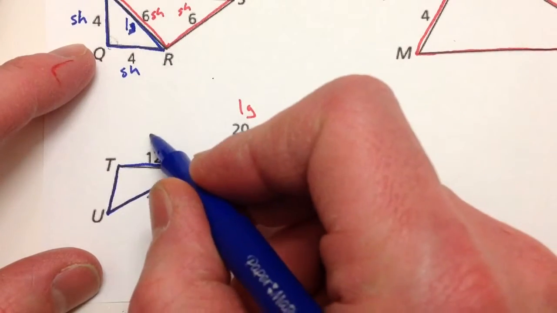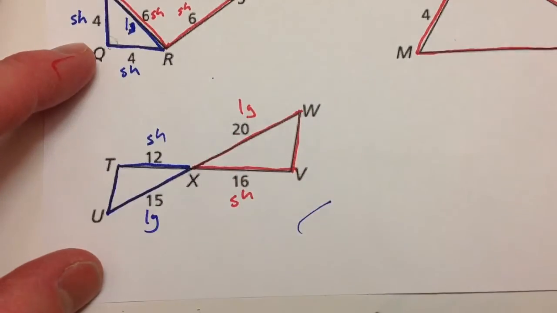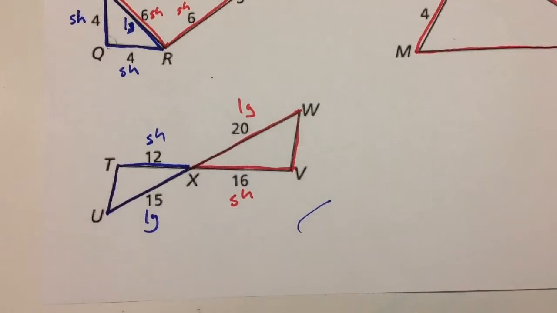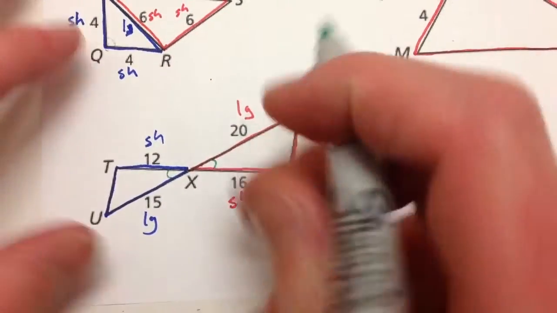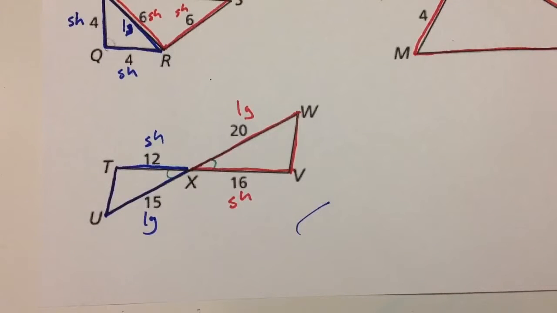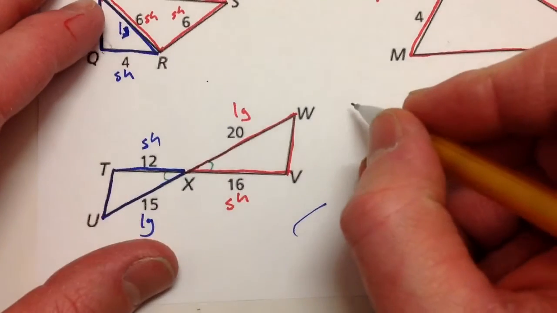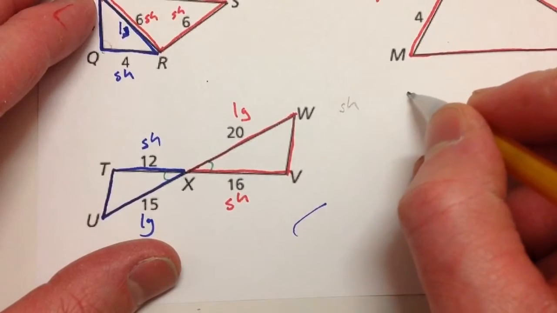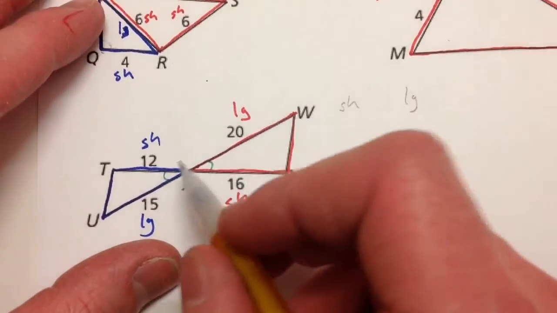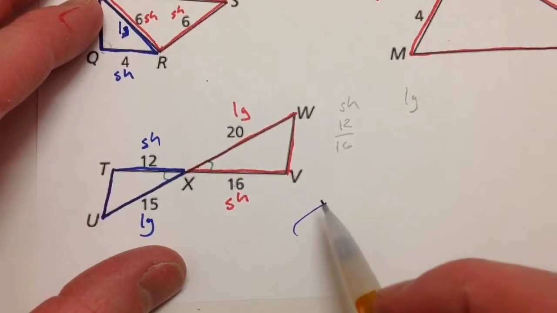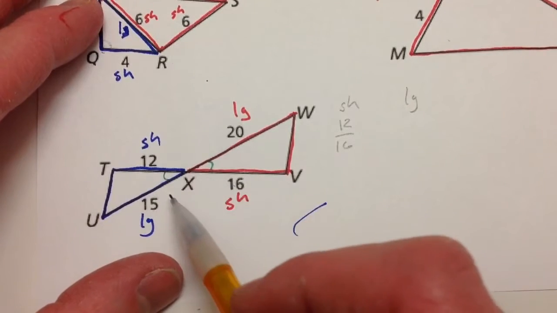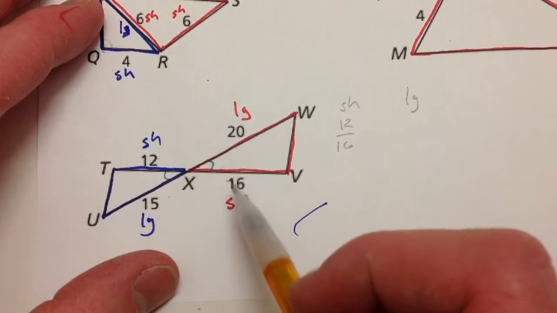Then on this side, again, I've got a short side and a long side. Then in the middle there, looks like I've got some vertical angles, right here and right here. So let's see if we can prove that these two triangles are similar. For our short sides, if I go blue to red, is going to be 12/16. Now, common mistake people make is they'll try to go 12/20, 15/16, or they go 12/15, 20/16.